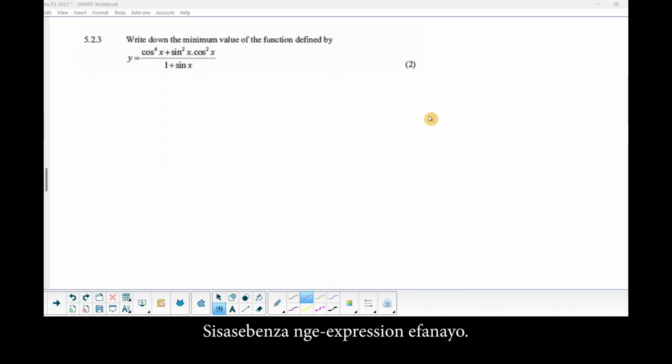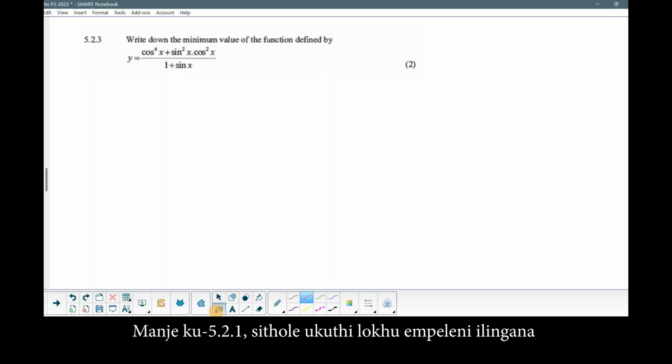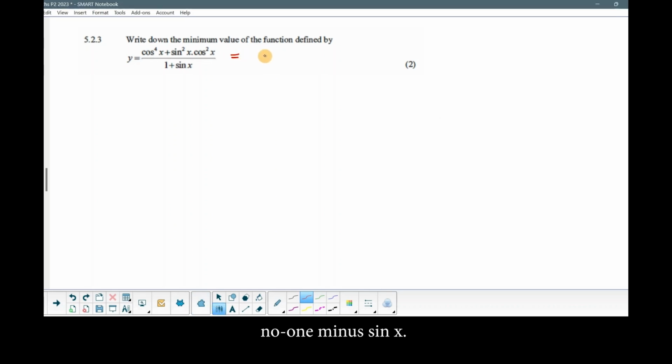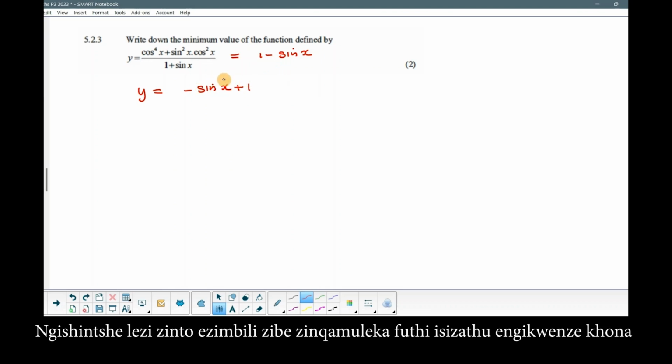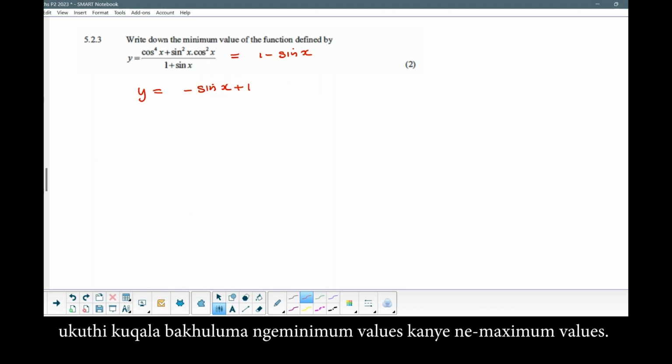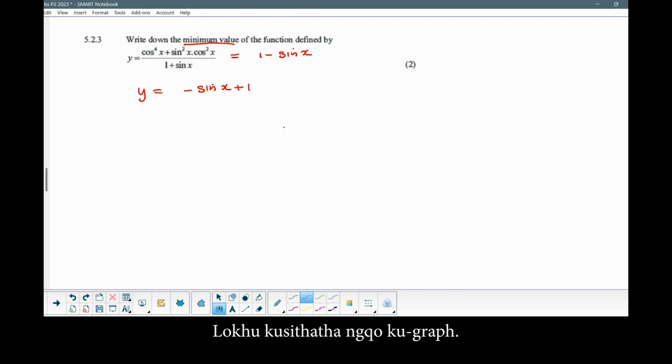5.2.3, we are still working with the same expression. It says write down the minimum value of the function defined by this. Now, in 5.2.1, we figured out that this is actually equal to 1 minus sine x. That's what we worked towards. So essentially, y is equal to negative sine x plus 1. It's the same expression, I've just swapped those two terms around. And the reason I've done that is because when they start talking about minimum values and maximum values, it takes me straight back to a graph.